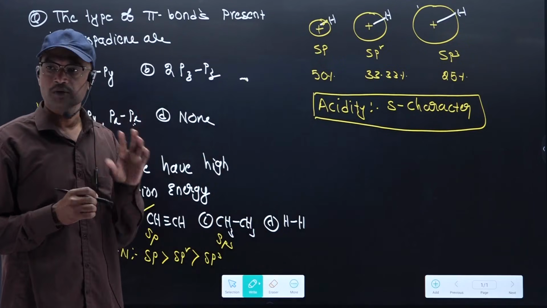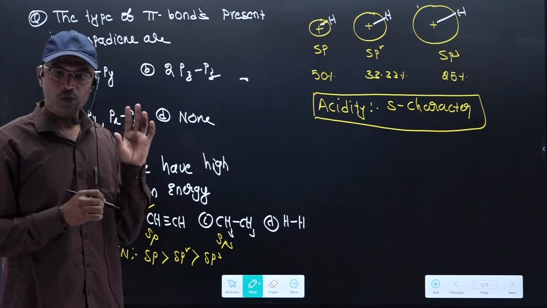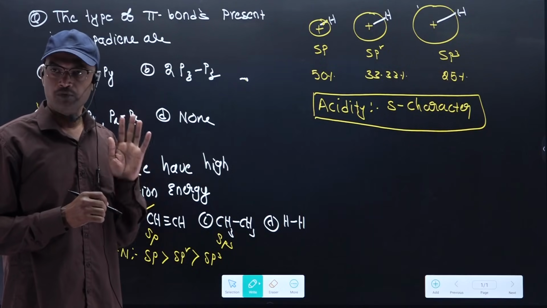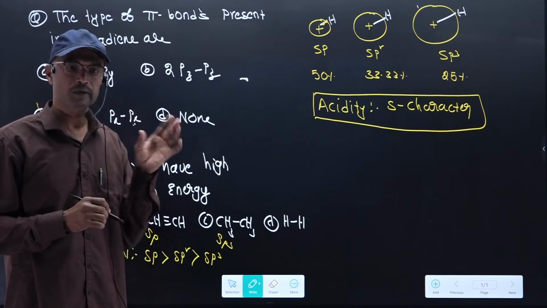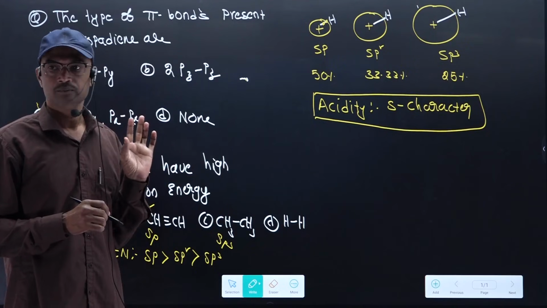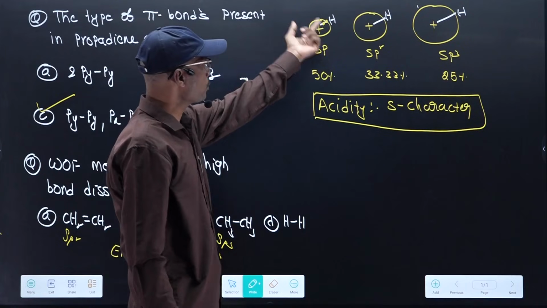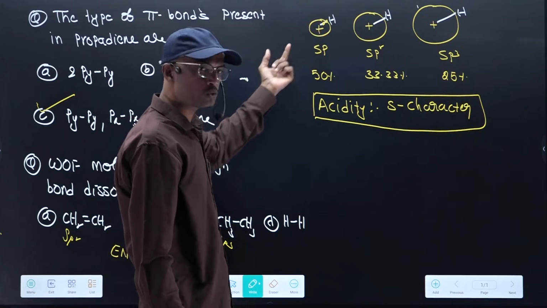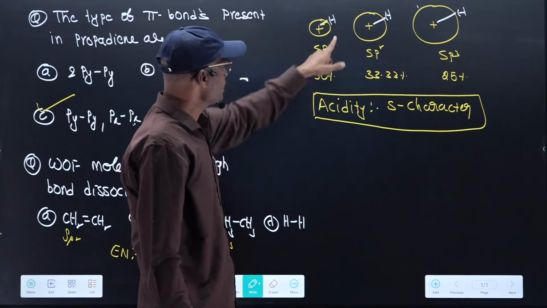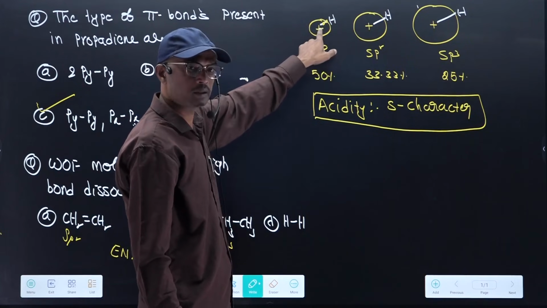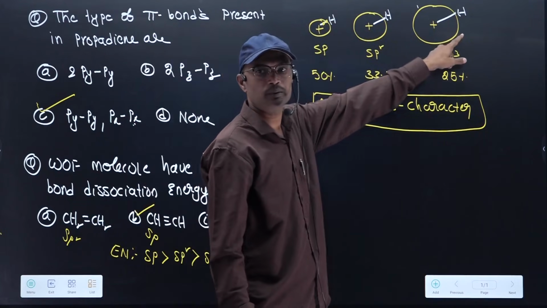Greater the electronegativity, greater the withdrawing capacity. If withdrawing capacity is very high, acidity is also very high. Clear? First thing is, try to remove a proton which is very close to the nuclei. Is this proton very close to the nuclei? Yes, as compared to this one and this one.